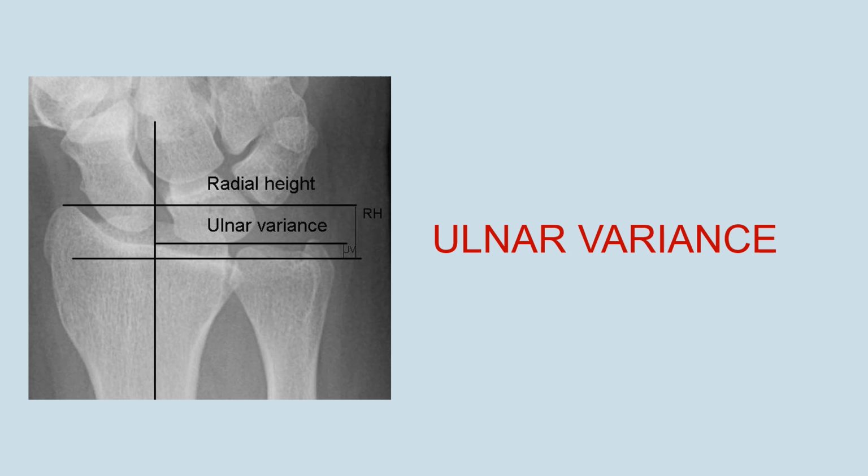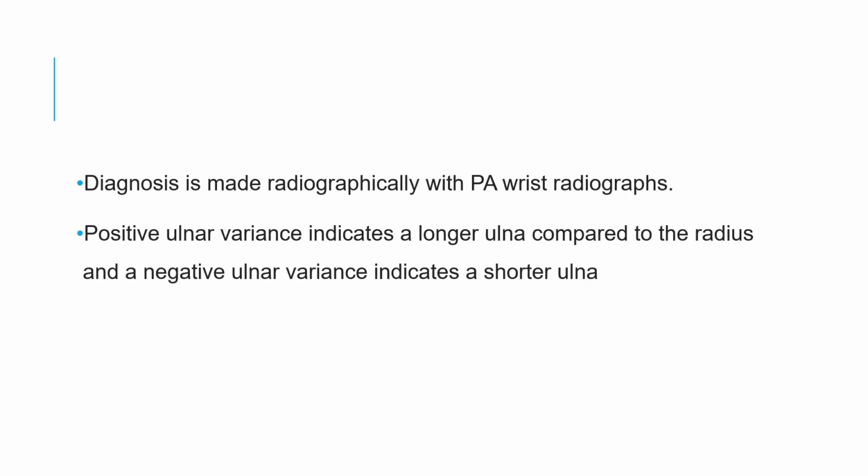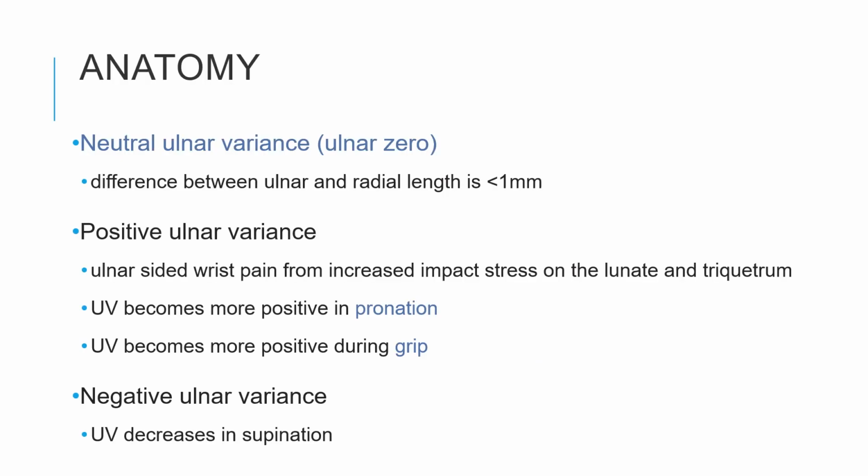Ulnar variance. Ulnar variance is the length of the ulna compared to the length of the radius at the wrist. Diagnosis is made radiologically by PA wrist radiograph. Positive ulnar variance indicates a longer ulna compared to the radius, and a negative ulnar variance indicates a shorter ulna. Neutral means both the radius and ulnar articular surfaces are at the same level.